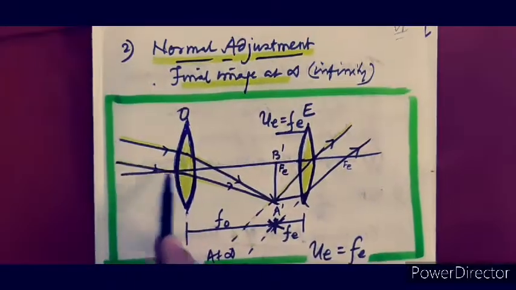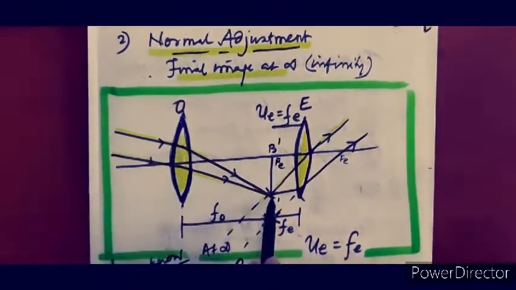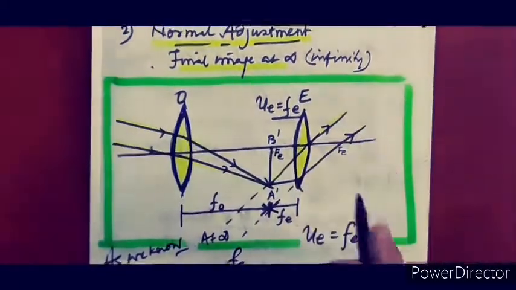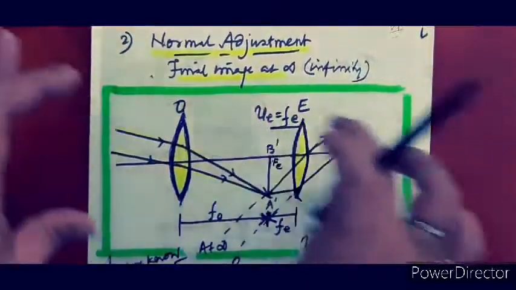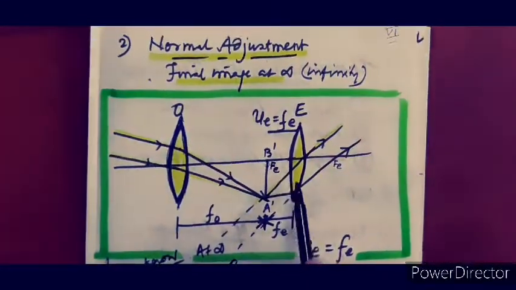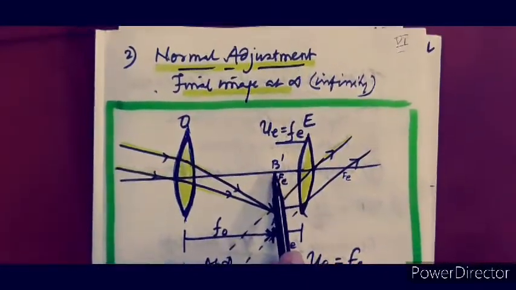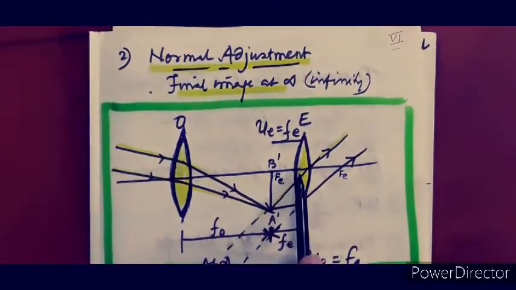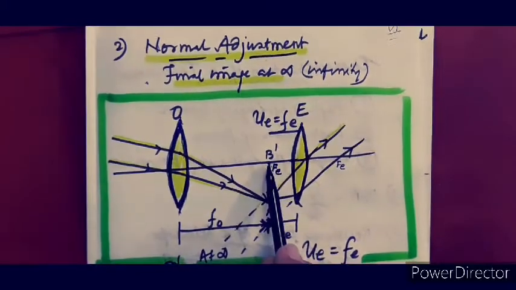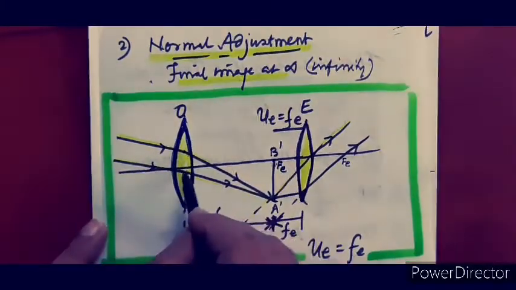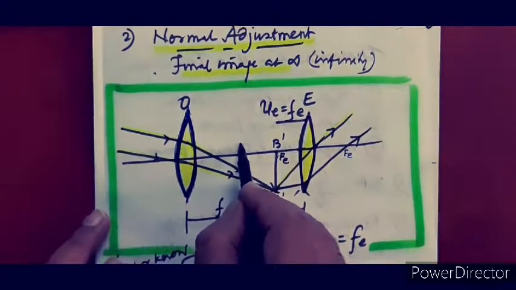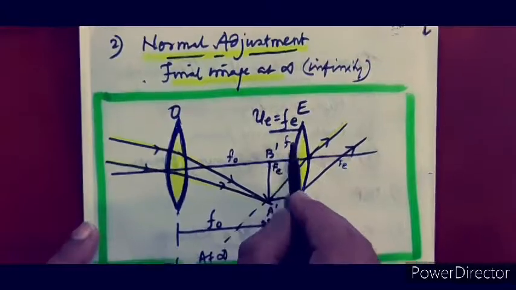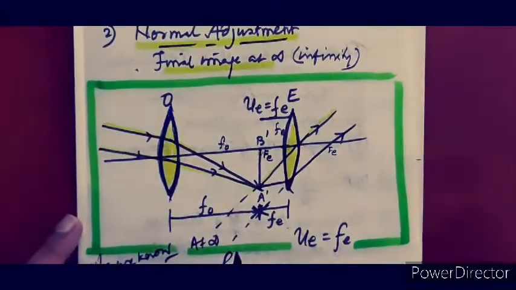the beam incident obliquely and image formed A dash B dash, and this A dash B dash is exactly adjusted in such a manner, because this is in the coaxial tube, adjusted so that this B dash is coinciding with the focus of the eyepiece, that is FE, right? FE, and this is your FO, and this will be FE here, right?